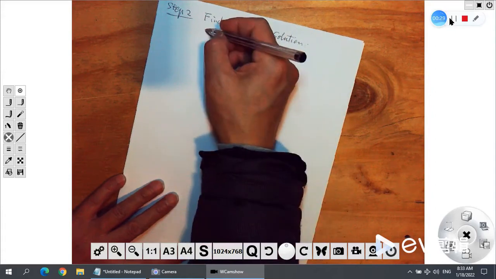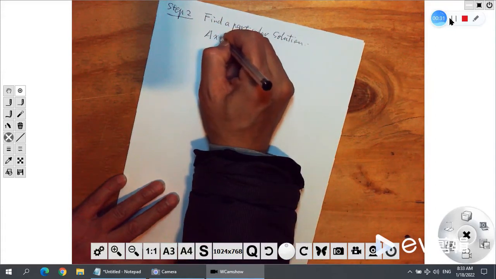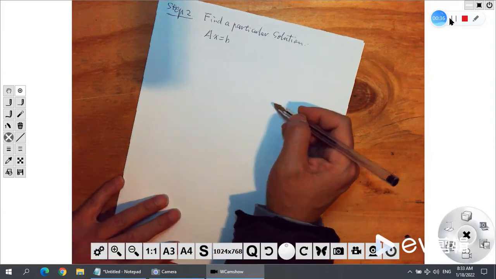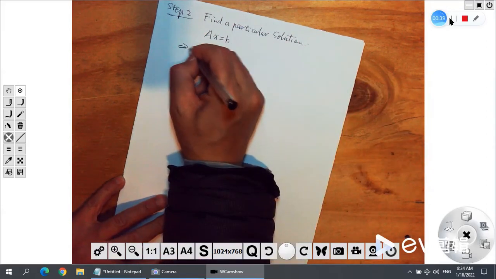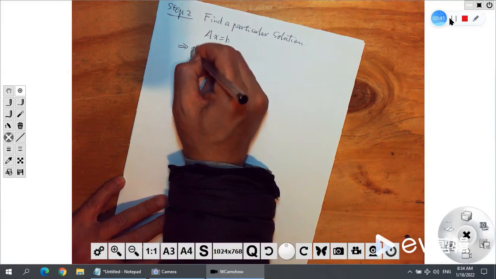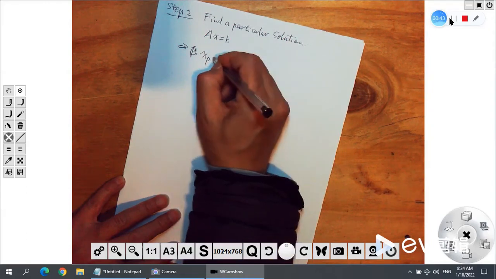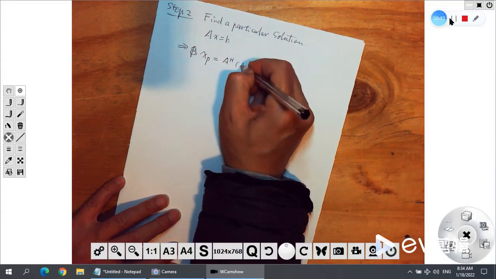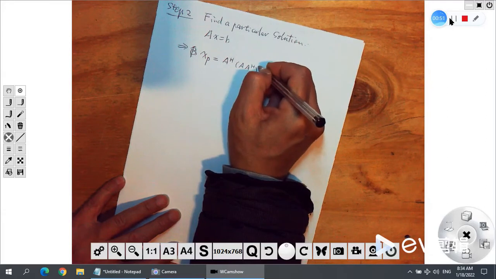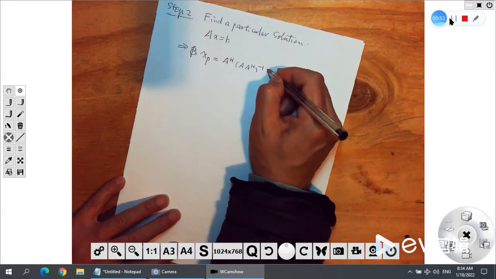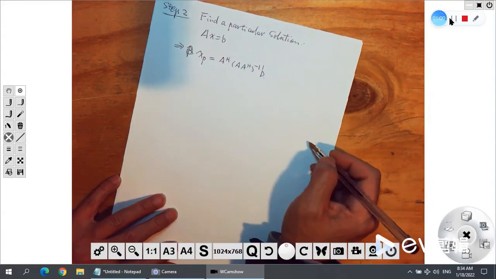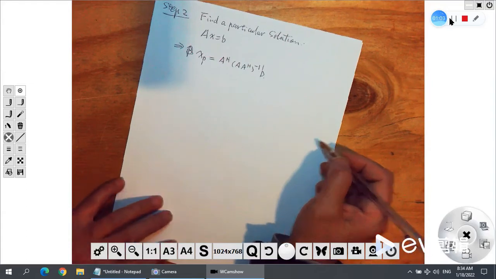We know it is Ax equal to b, right? Actually, we can have one solution: xp equal to just A^H times (A A^H) inverse times b. That's it. This is a formula. You can just use this. So why do we have this?